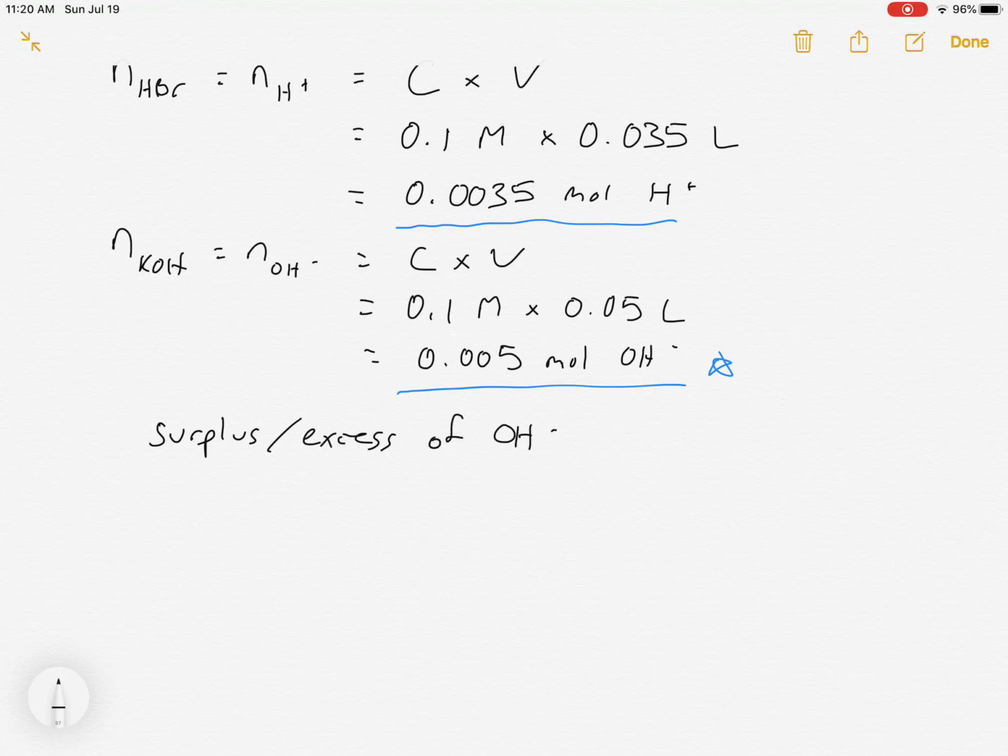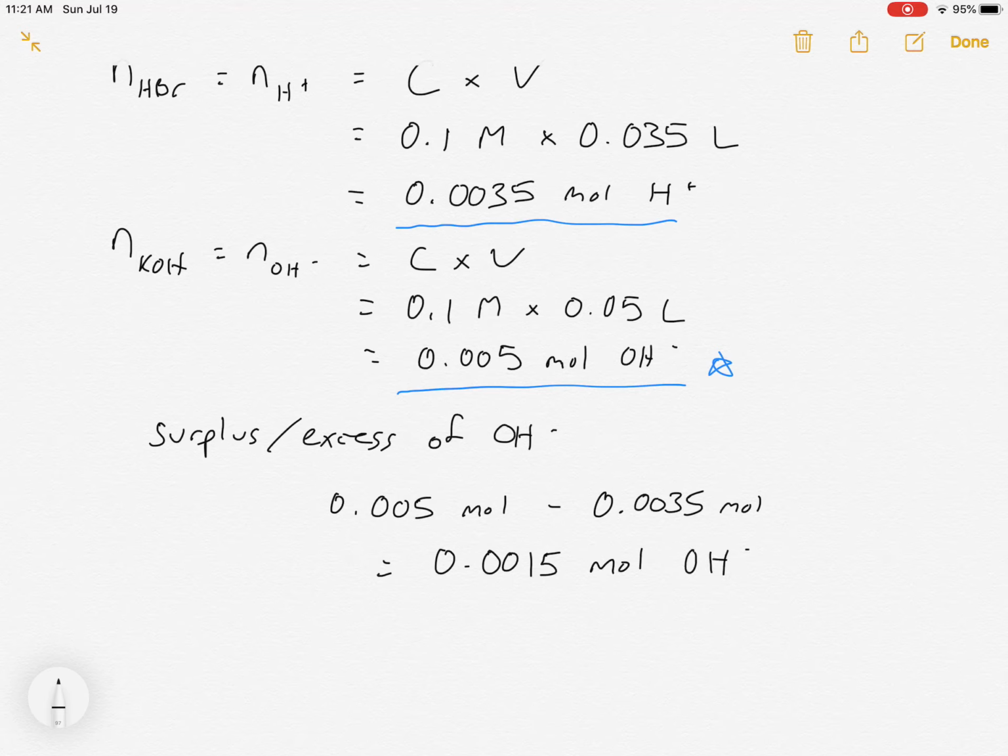And then to figure out what that excess is, we simply need to find the difference between the two numbers. So 0.05 moles minus 0.035 moles is 0.015 moles of hydroxide ion that's left over.